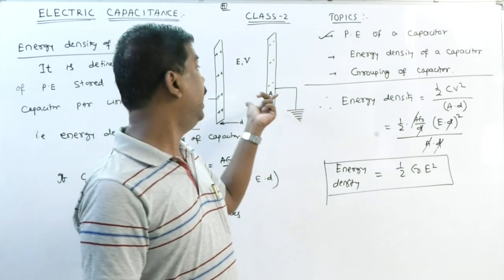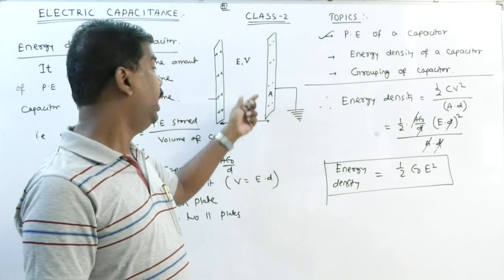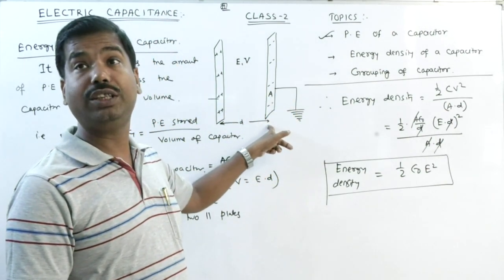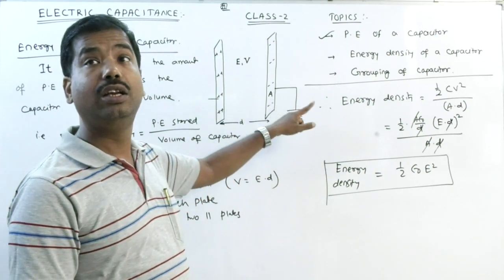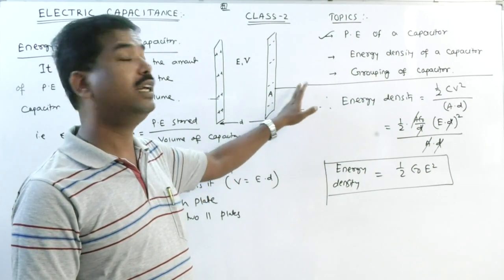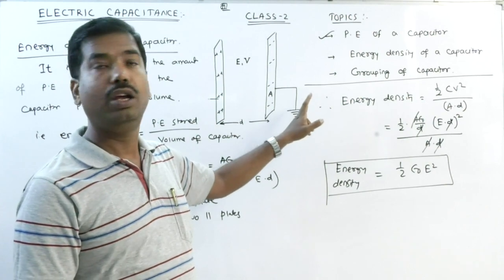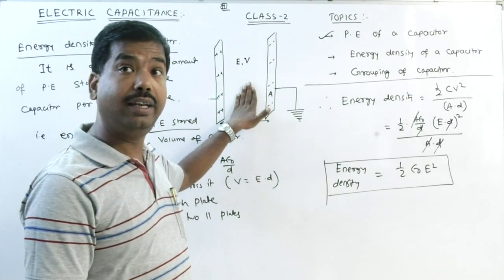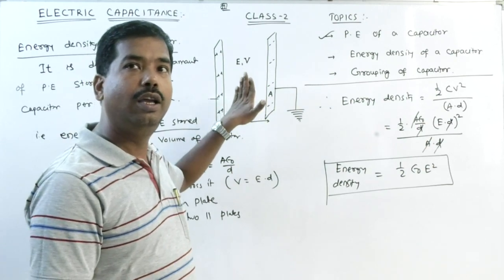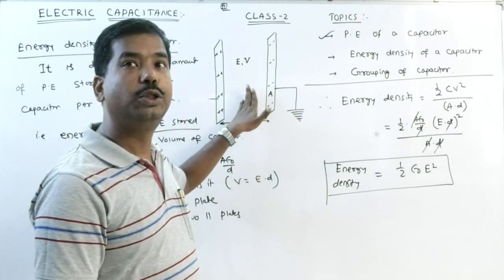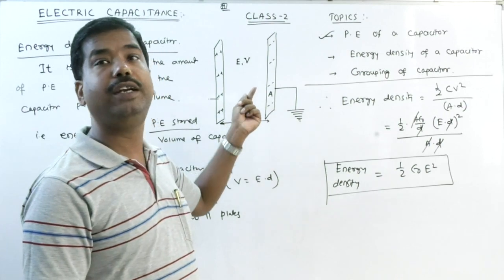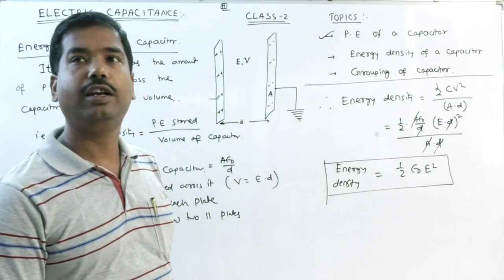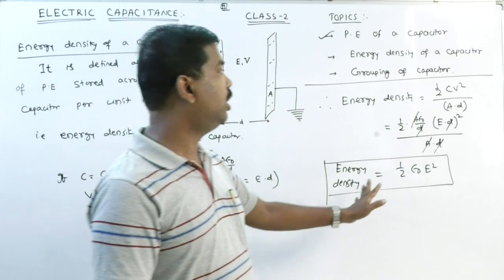Clear? So energy is stored in a capacitor because, as we know, these two plates are oppositely charged. Electric field exists only inside. No electric field exists outside. Clear? So only electric field exists inside it, so energy is stored only in between the two parallel plates in the form of electric field. Clear? So now we have discussed this.